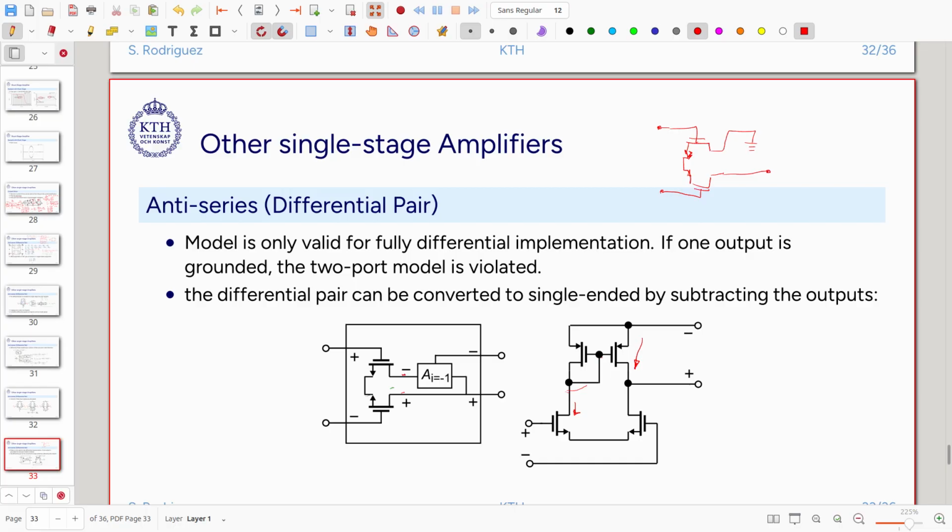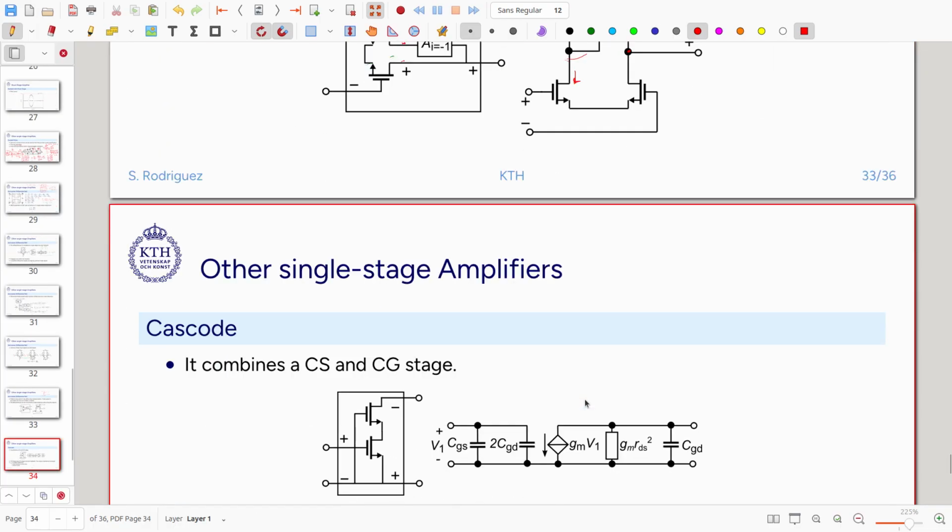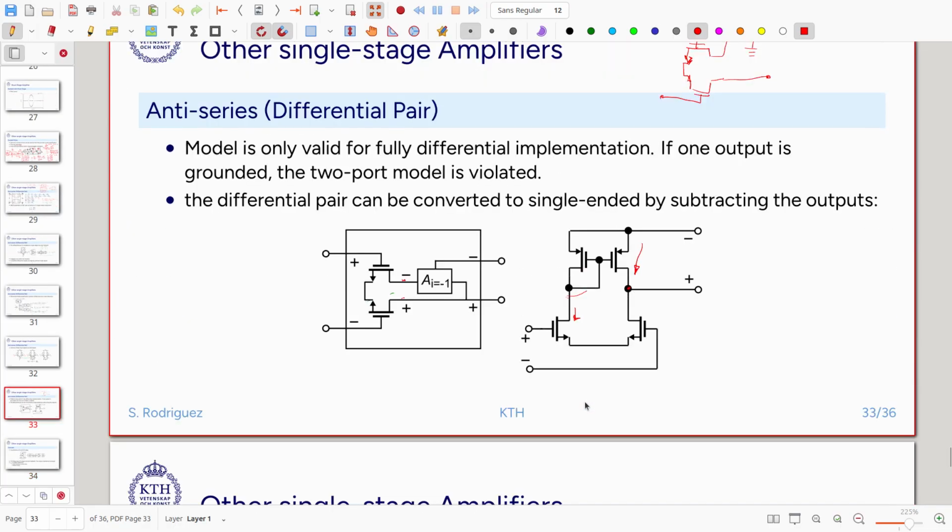In this way it will increase my transconductance, because now we have both transistors contributing to the transconductance. So I will have a better amplification with this than if I only take half, like in this particular case.